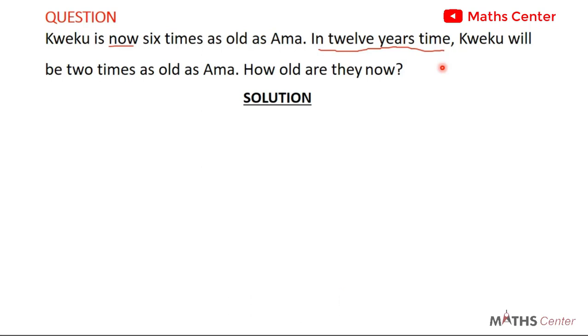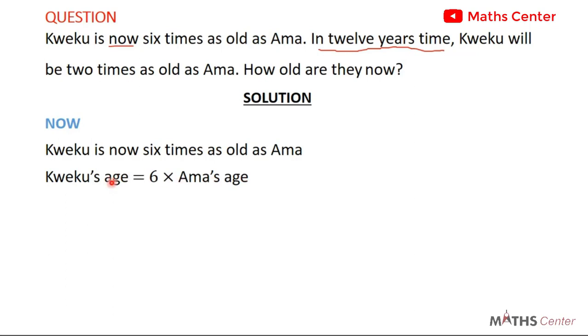So now, Kweku is now 6 times as old as Amma. If you are considering now, what this statement means is that Kweku's age is equal to 6 times Amma's age now. That is the meaning of this statement. Kweku's age now is 6 times Amma's age. I hope that is clear.